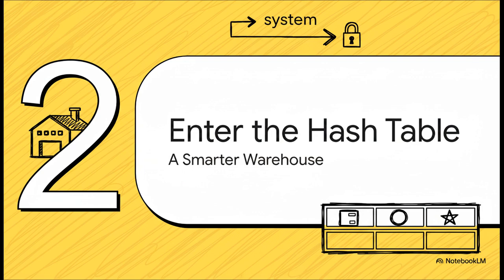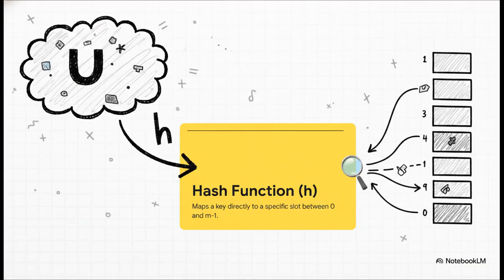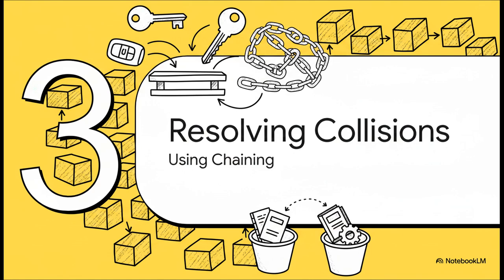Which brings us to section 2, enter the hash table. So to build a much smarter, smaller, and highly efficient warehouse, we need a system to figure out exactly where things go on the fly. Enter our brilliant indexing clerk, the hash function, which we call h. This function takes any key from that massive universe U, does some quick math, and instantly maps it directly to a specific slot in our smaller table, somewhere between 0 and m-1. Instead of reserving space for everything in existence, we just compute exactly which shelf an item should sit on the very moment it arrives. So, the crucial point is, well, what happens when things get crowded?